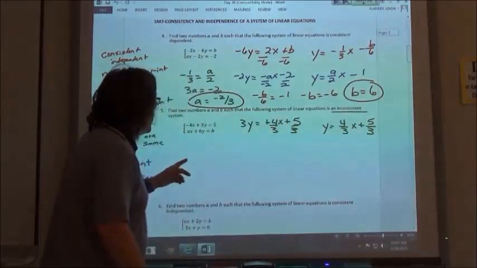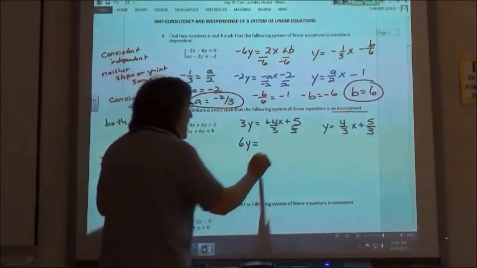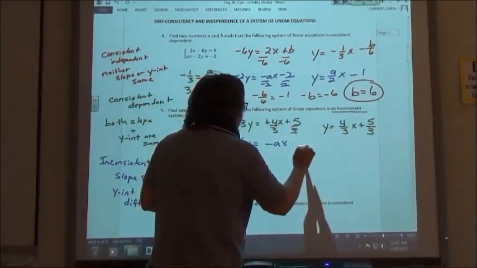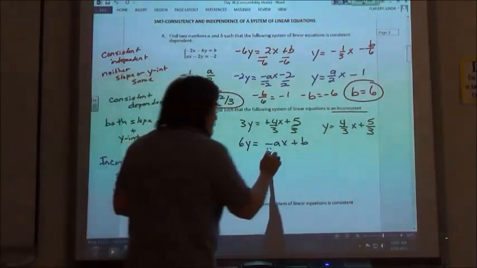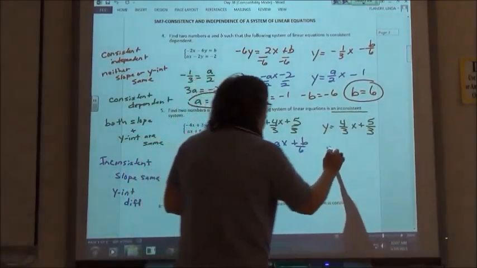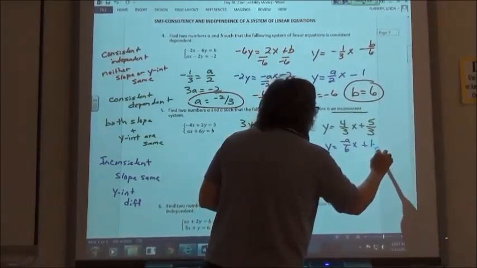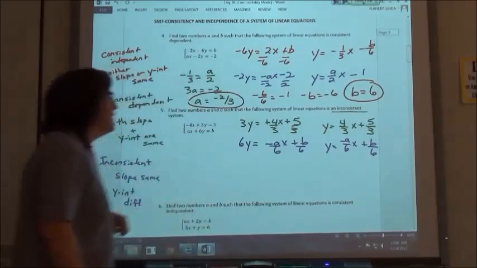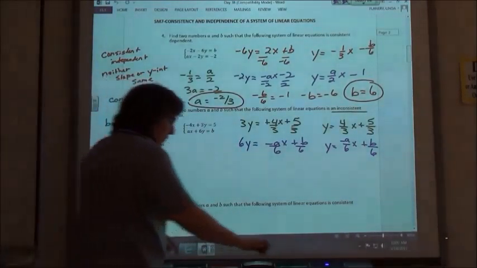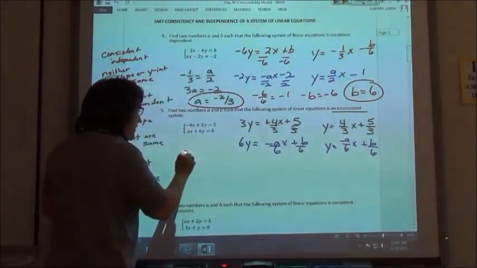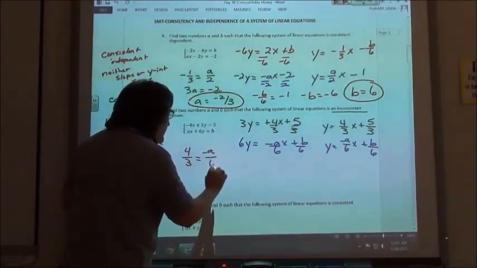My second equation, 6y is going to equal negative ax plus b, and then I'm going to divide by 6. So y is going to equal negative a over 6x plus b over 6. So in this one, I want my slopes to be equal. So 4/3 is going to equal negative a over 6.